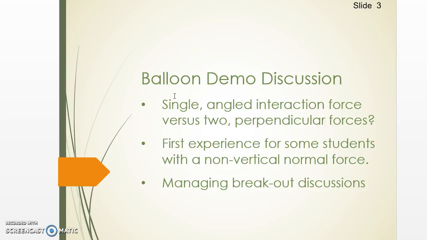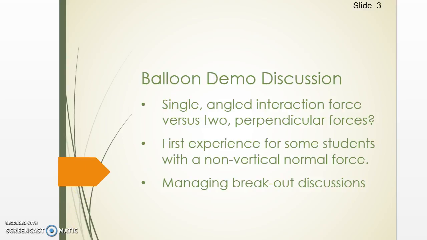Now, first thing that happened to me was that when we broke up into our groups and we had to draw the force diagram, for some reason that I'm not quite sure of, I decided that I wanted to draw a free body diagram with an angled force, a single interaction force representing the interaction between the wall and the balloon. Normally I would have drawn two component forces, a vertical normal force and a horizontal electrical force.